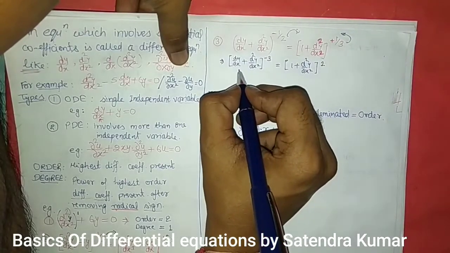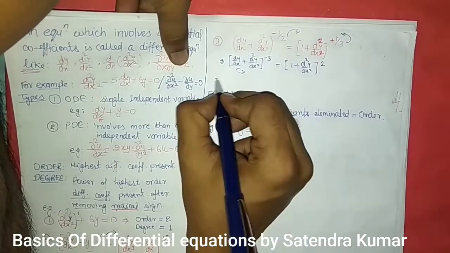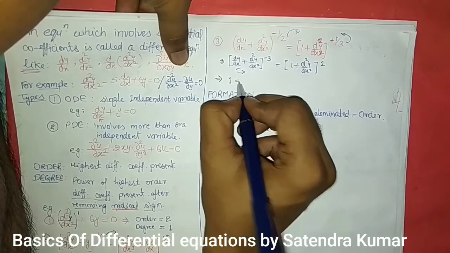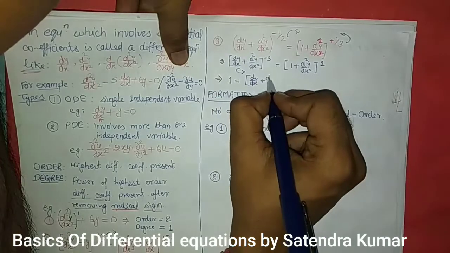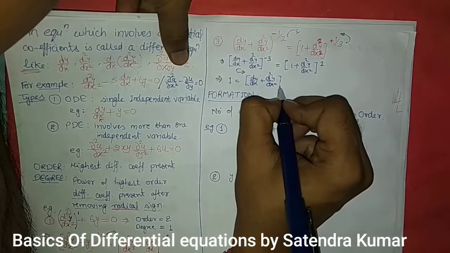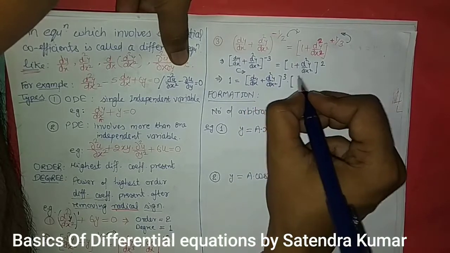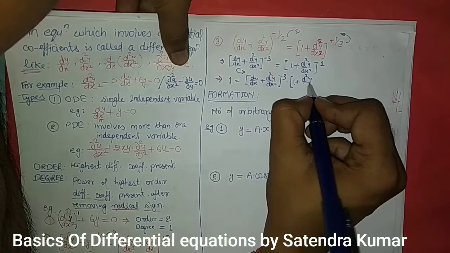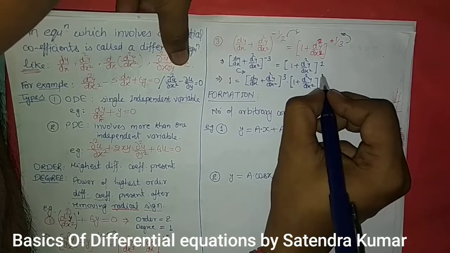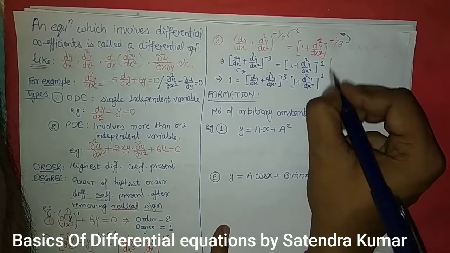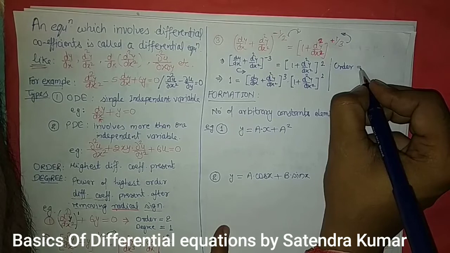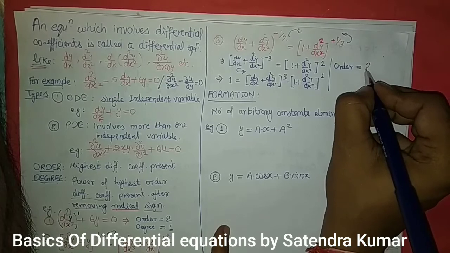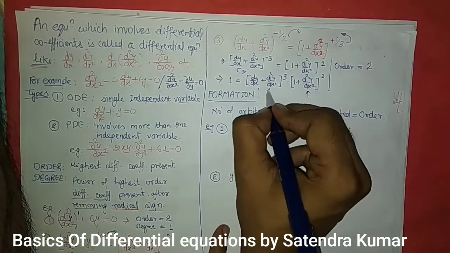So remove this term from here to the right side. So 1 is equal to (dy/dx + d²y/dx²)^3 into this term, which will be on the right side already, (d²y/dx²)^2. And the order of the differential equation, that is how many times we differentiate the dependent variable with respect to the independent, is only 2.